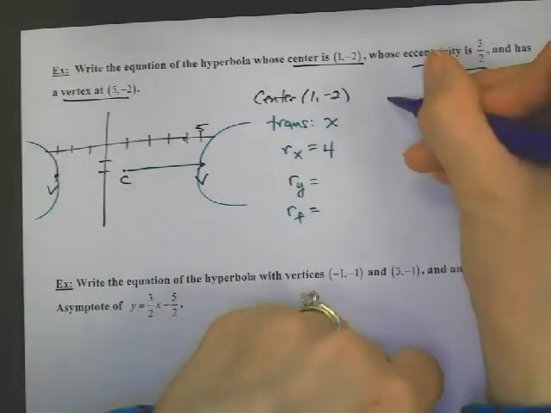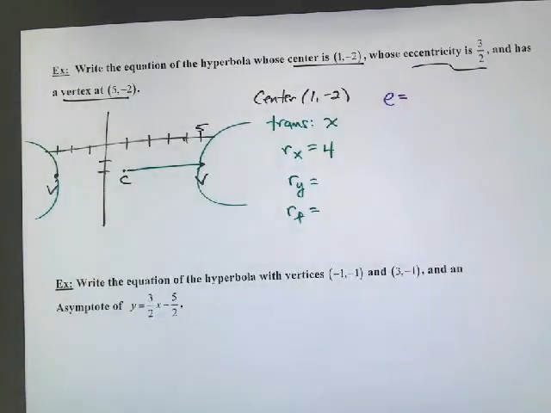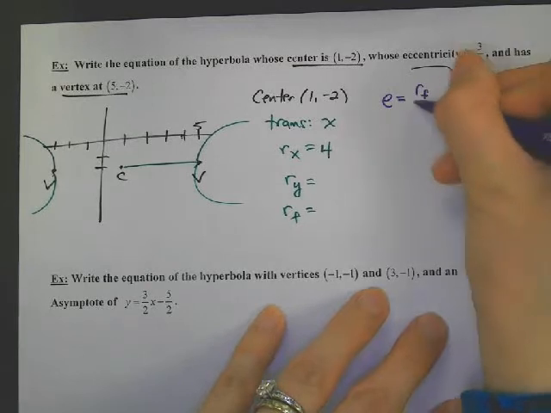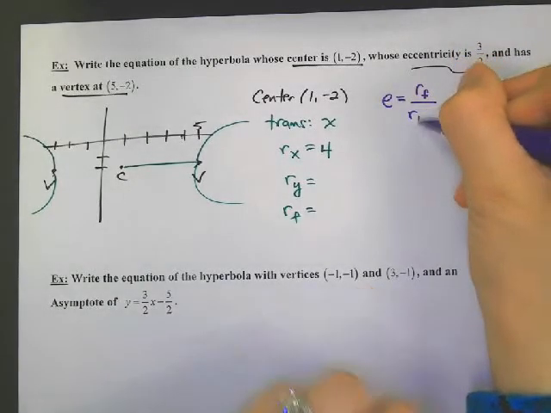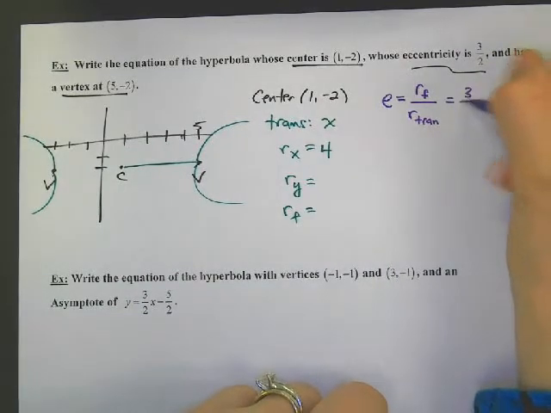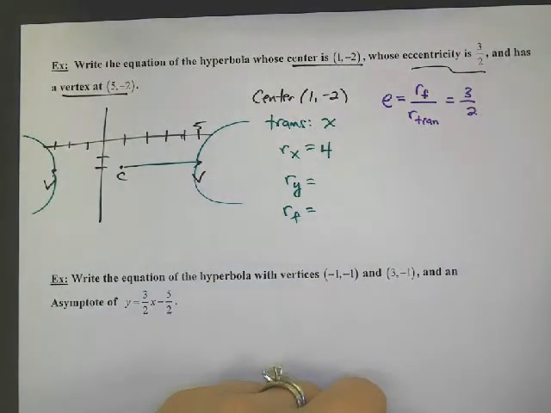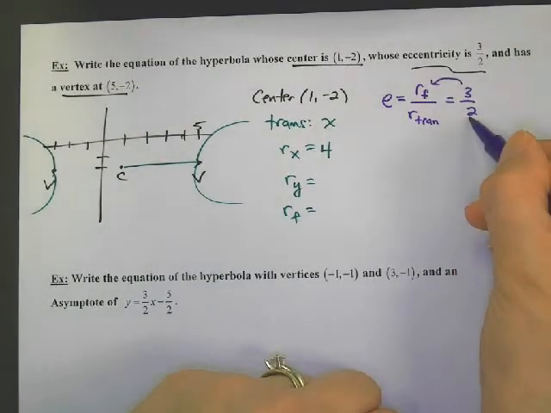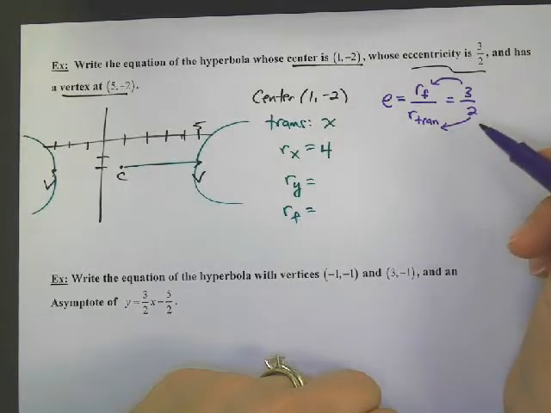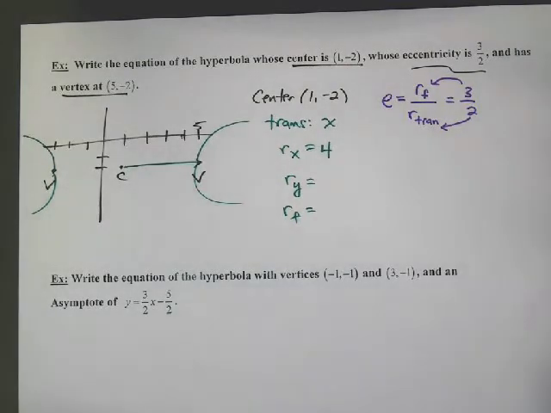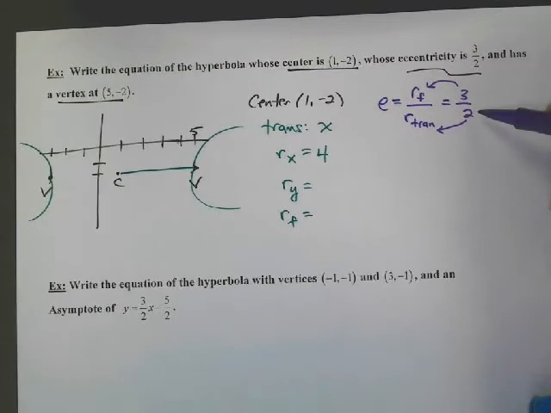So eccentricity for a hyperbola. What's that formula? It goes r sub f over r trans. Okay, and they told me that it's 3 over 2. Oh, I guess I'll just say r sub f must be 3 and r trans must be 2. But you have to be careful with fractions. Fractions could have been reduced. Oh no, how am I supposed to tell if it was reduced?